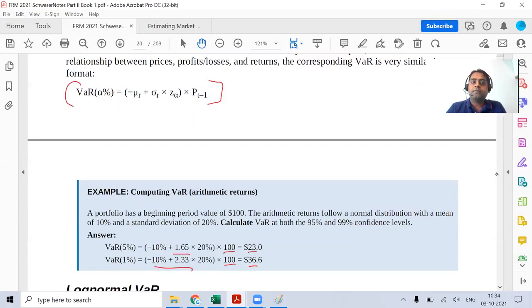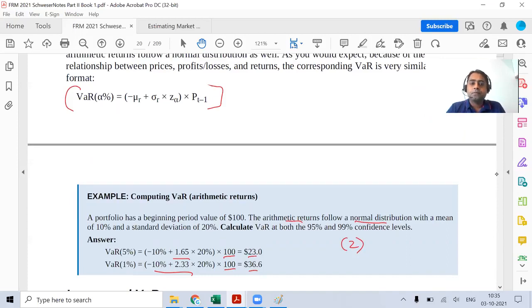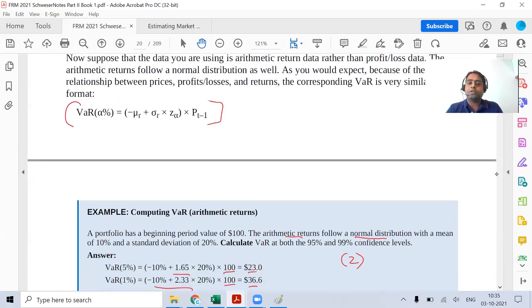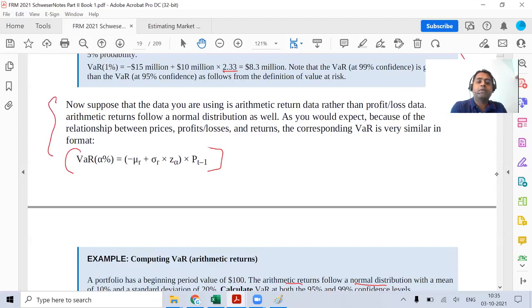And generally, if we have a larger number of data points and we have the arithmetic return, we assume that it is normally distributed. This is coming from the law of large numbers. If it is normally distributed, then only can we use the value z, or else we cannot use the value z. Now once you've seen the question, just read this paragraph and look at this formula.